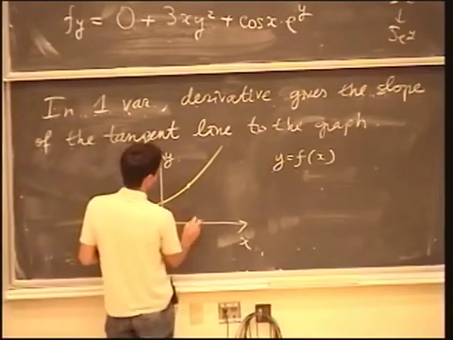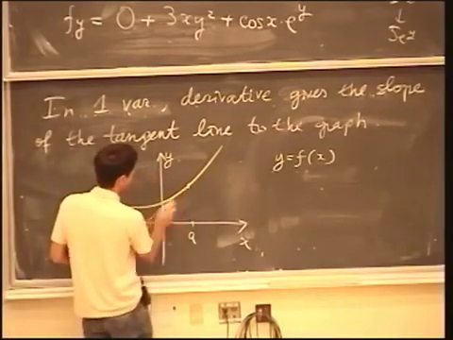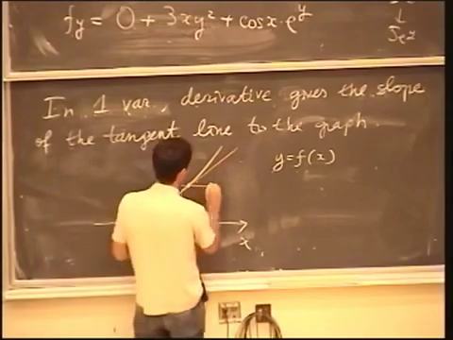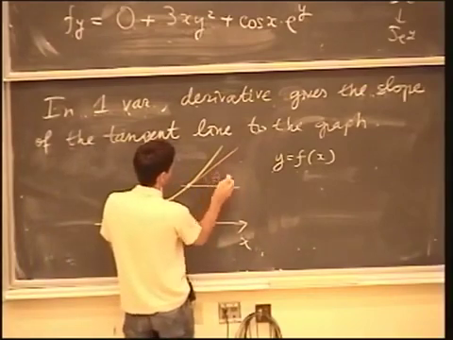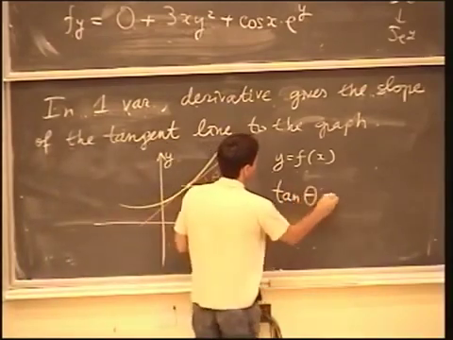So we pick a point, let's say x equals a, and we draw a tangent line. We draw a tangent line, and we know that the derivative, let's say the angle is theta, that the tangent of theta is the derivative f prime of a.